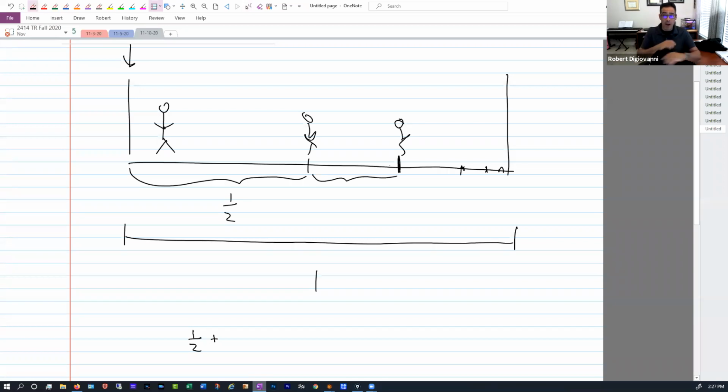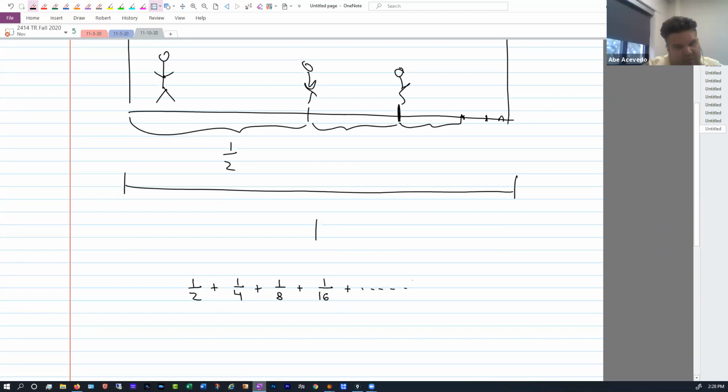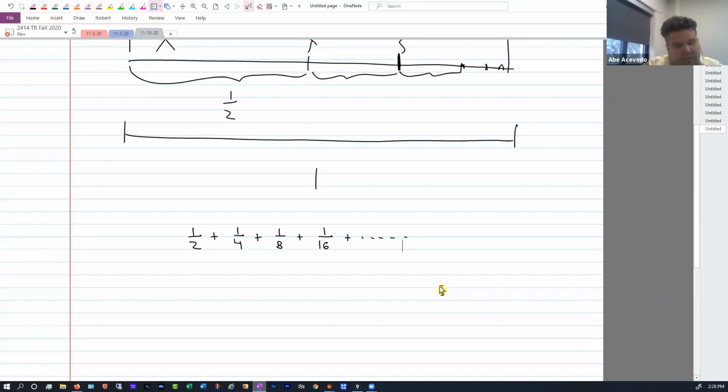Well, that's half of halfway, isn't it? Half of halfway is 1/4, isn't it? And then she walks half of that half, which is 1/8, plus half of a half of a half, 1/16, right? And she's going to do that forever and never stop.